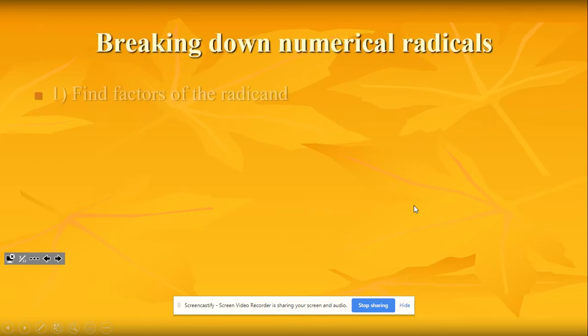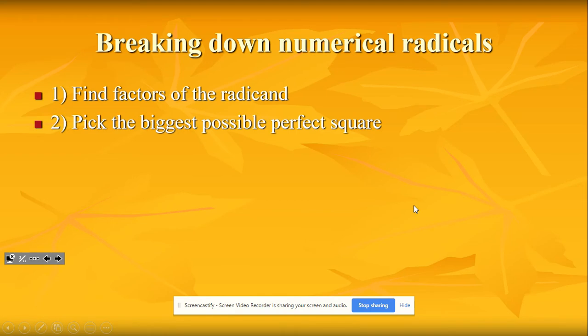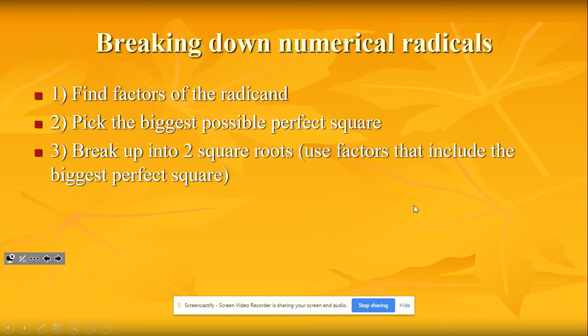So breaking down numerical radicals, the first thing you want to do is find all of your factors of the radicand. Again, you could simply do that in the calculator if you're having trouble finding factors. Next, pick the biggest possible perfect square that's a factor of the radicand. Next, break it up into 2 square roots. Use the factors that include your biggest possible perfect square. So in other words, you're using the pair of factors that includes that biggest perfect square. Next, you want to simplify from there.